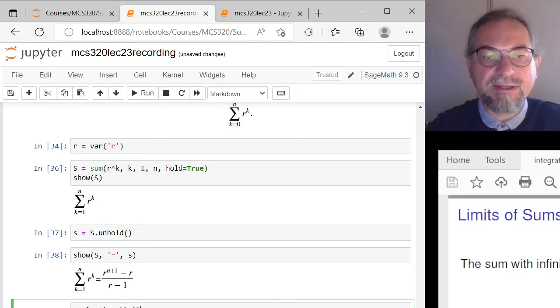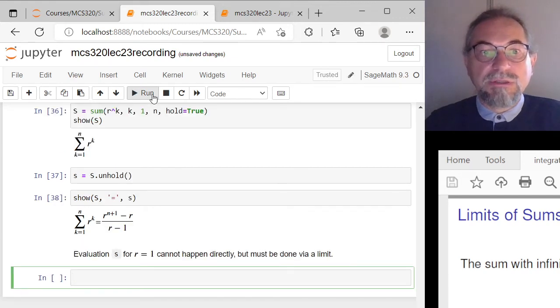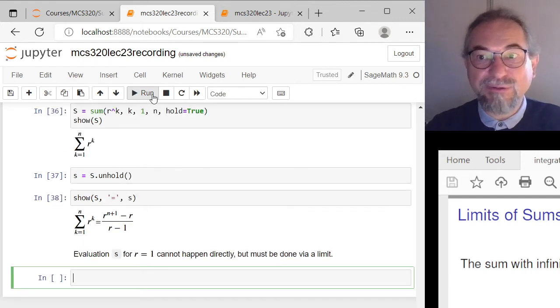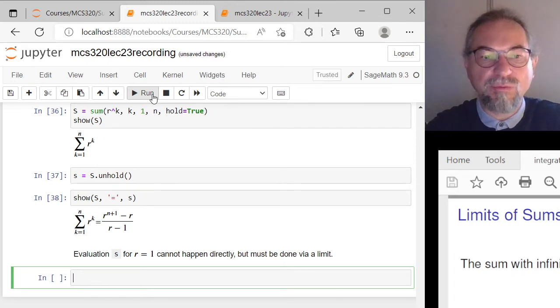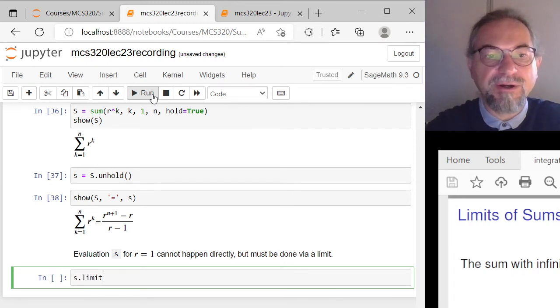so evaluating s for r equals 1 cannot happen directly, but must be done via a limit. So there is the limit method that we can apply to an expression. So in a way this is a more general way to evaluate an expression where you have potential problems.